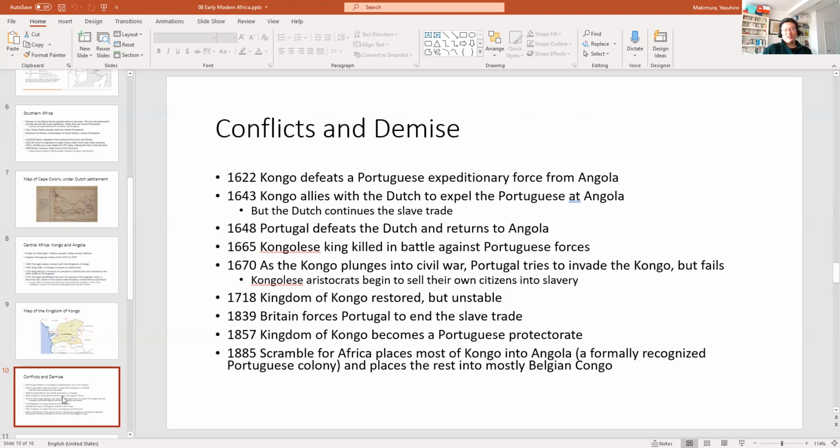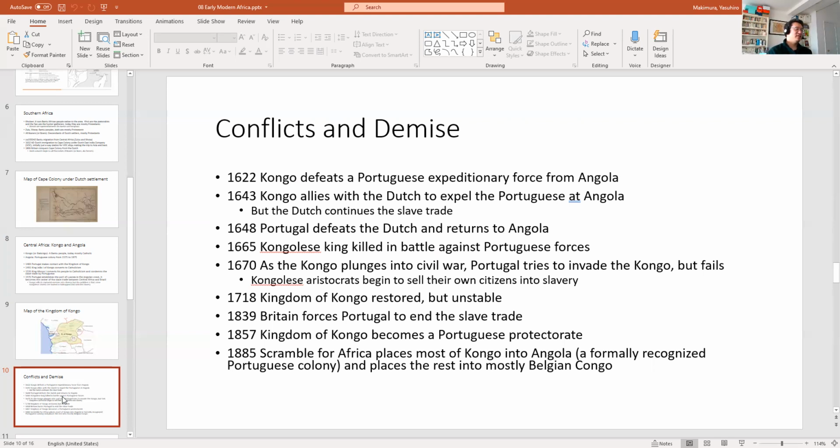So 5 years later, when Congolese support of the Dutch basically dries up, the Portuguese return and defeat the Dutch, and they retake Luanda and Angola. Luanda, the city, and Angola, the region around the city. And once the Portuguese are back, the relations, which were okay because they were separated, are now neighbors again, and relations start to sour once again.